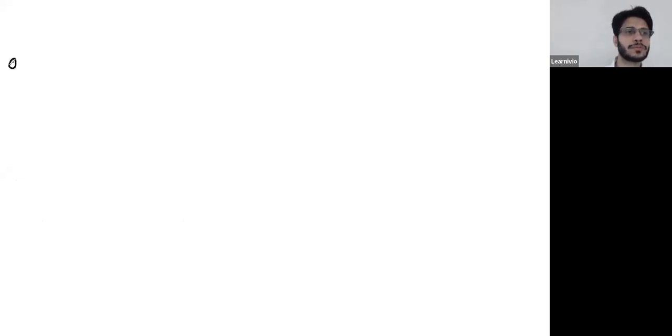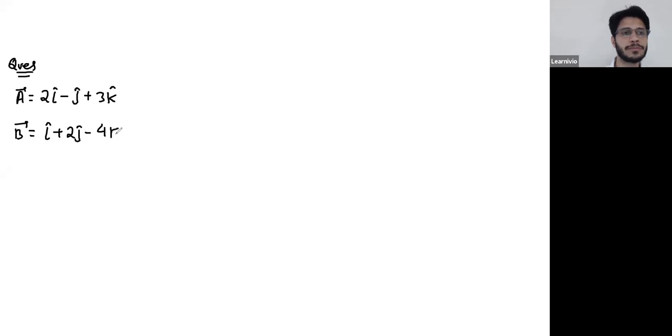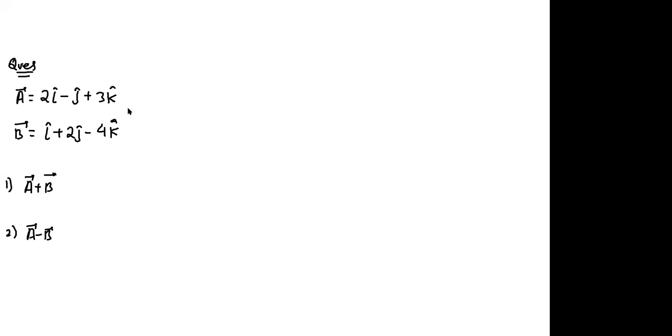Okay, solve this question. You have a vector A, which is 2i cap minus j cap plus 3k cap. You have another vector B, which is I cap plus 2j cap minus 4k cap. This has several parts, but first just add them up, and in the second part subtract them, and report your answer in the chat room. I want an answer from each one of you.